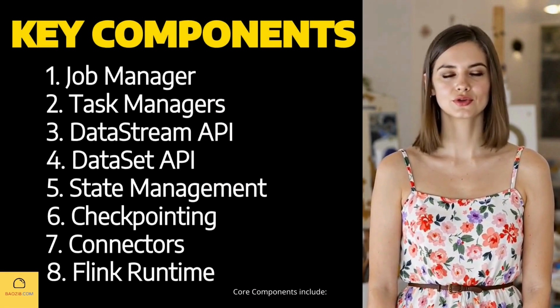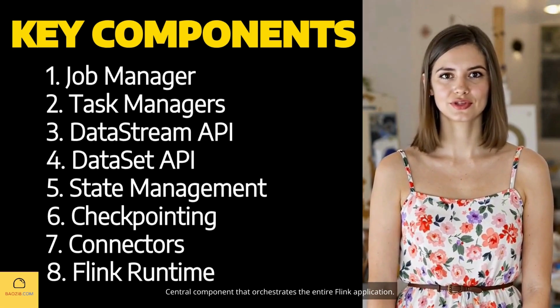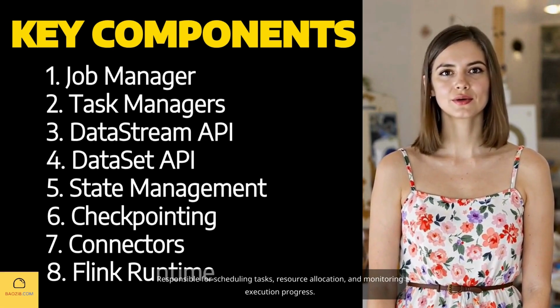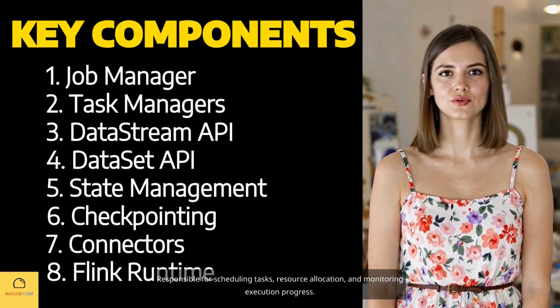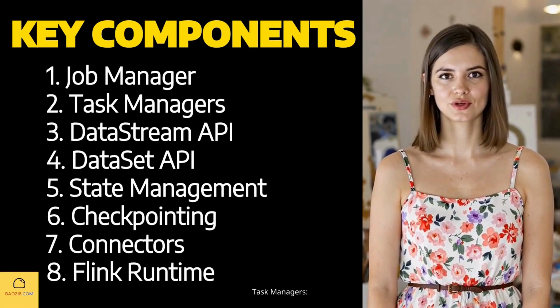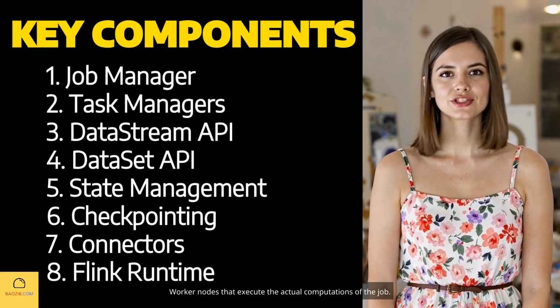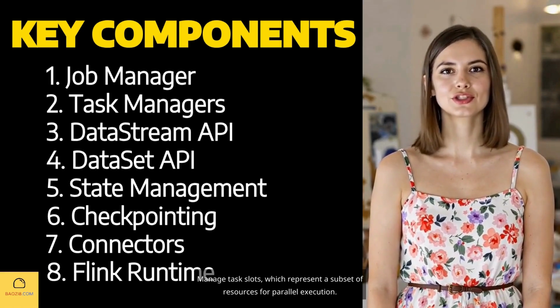Core components include: 1. Job Manager, the central component that orchestrates the entire Flink application, responsible for scheduling tasks, resource allocation, and monitoring execution progress. 2. Task Managers, worker nodes that execute the actual computations of the job. They manage task slots, which represent a subset of resources for parallel execution.